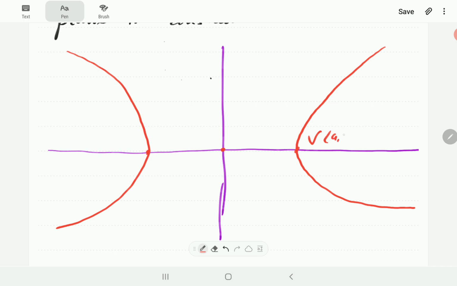Okay, so the distance from the center to each of the vertices is a, as it was before. So that is going to be (a, 0). This is going to be the other vertex, (-a, 0). The foci, there'll be two of them again, one here and one there. So they will again be a distance c from the center, and the other one on this side.